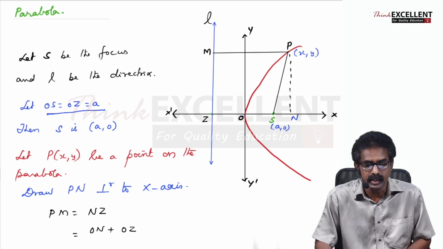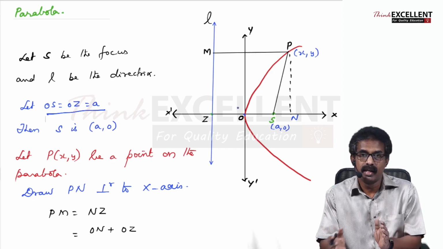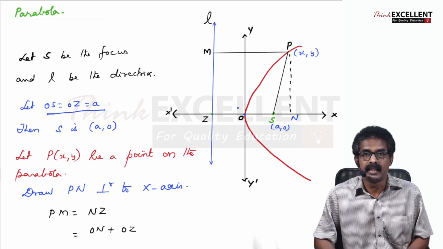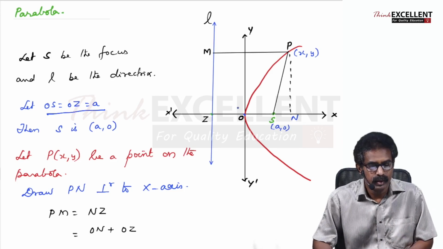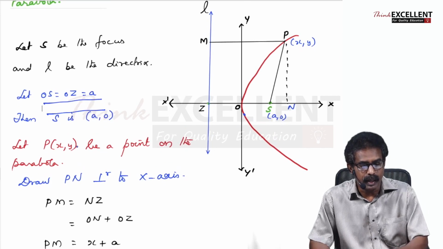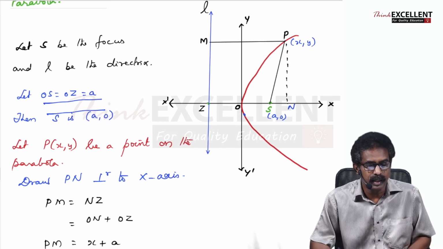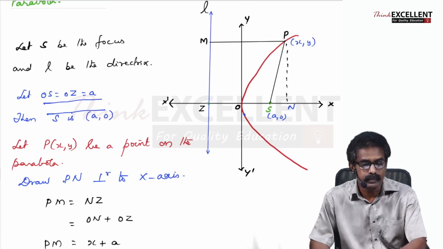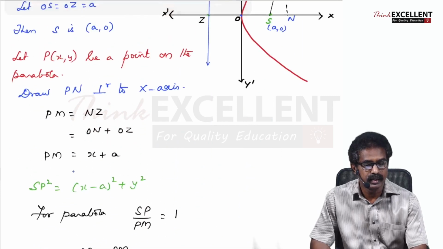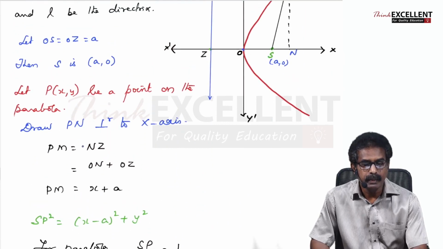So this O is called vertex. Vertex to focus, vertex to directrix, both the distances are equal and that distance we take as A. So S is the point (A, 0). P be a point on the parabola. Draw PN perpendicular to x-axis. Then PM equal to NZ.